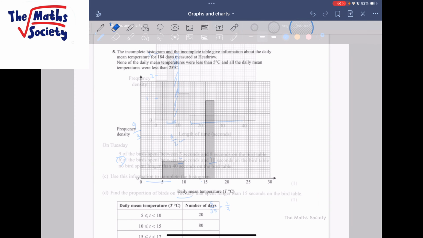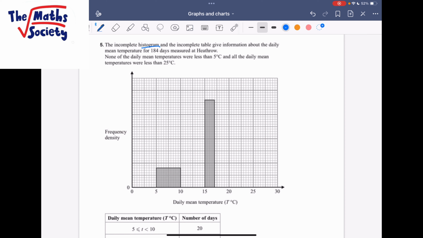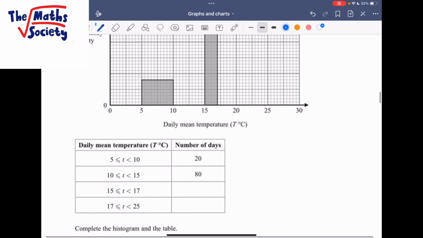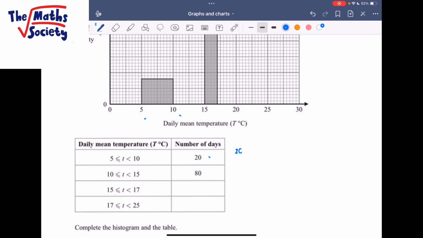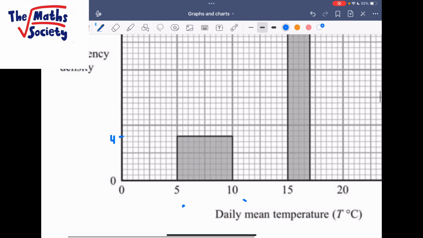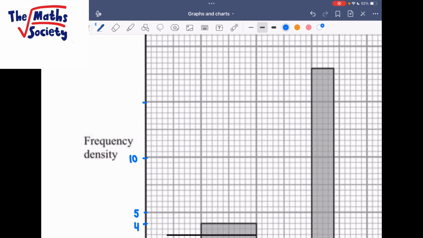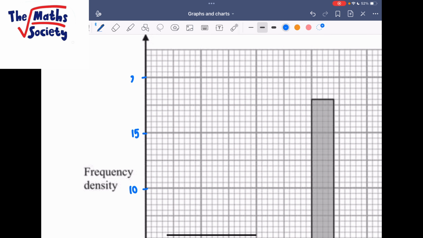This is question number 5. It says that the incomplete histogram is given with 184 days. None were less than 5 degrees Celsius and all were less than 25 degrees Celsius. So here we're given the frequency density, and we know the formula is frequency density equal to frequency divided by the class width. So here we can see that the frequency for 5 to 10 was 20 and class width was 5. So the frequency density will be 20 by 5, which gives 4. So this can be known as 4, this will be 5, which means if 2 blocks is 5, the upper one would be 10, 15, and this one would be 20.